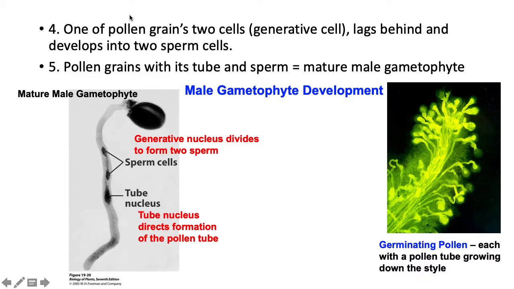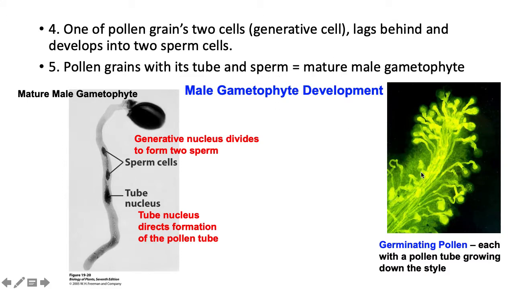Okay, so something that's very unique in angiosperms is called double fertilization. What happens is that the pollen grain, remember it's got the two nuclei in it, well, one of them is going to lag behind and turn into two sperm cells. So when you have a pollen grain with its tube, the tube nucleus, and the sperm, technically that is the mature male gametophyte.